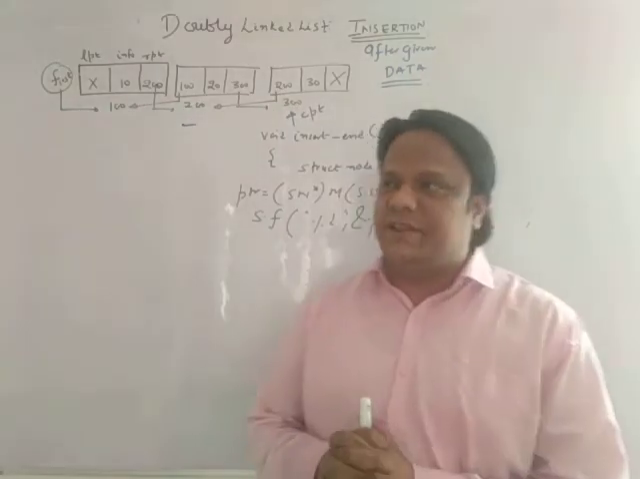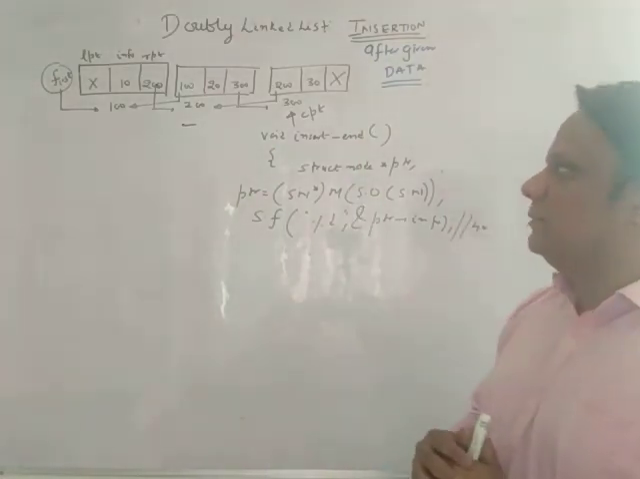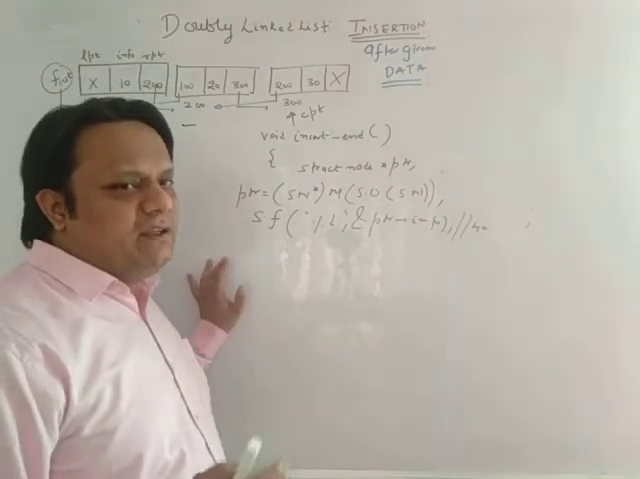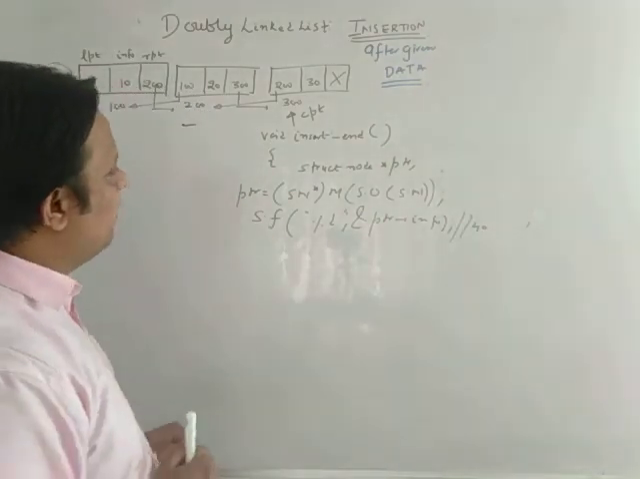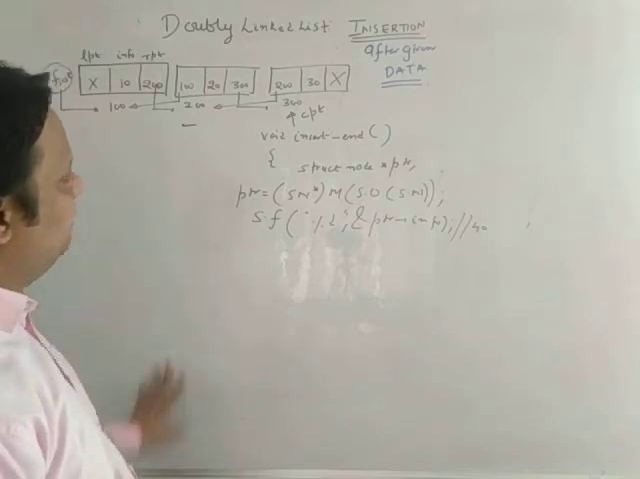Good afternoon guys. So in this session we will see how to insert a node after the given data in case of doubly linked list. If you're not aware of how to insert at the beginning or end, go to my previous lectures. Fine. So this time I want to insert the node after the given data.